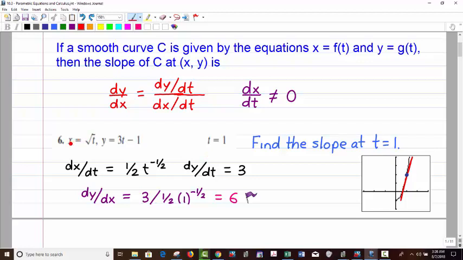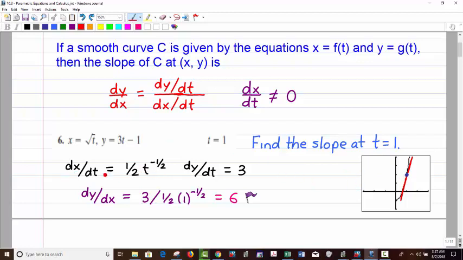So here's a parametric equation where x equals square root of t, y equals 3t minus 1. We're interested in finding the slope at t equals 1, which you could easily figure out at what point that is in rectangular coordinates by putting 1 in there. Square root of 1 is 1, 3 minus 1 is 2. So in rectangular form, it would be at the point 1, 2, which I have drawn on the graph over there. The graph isn't necessary, but there it is at 1, 2.